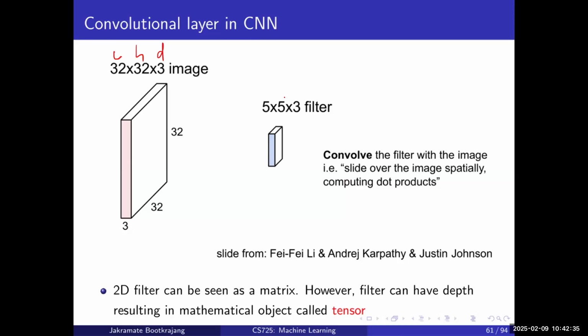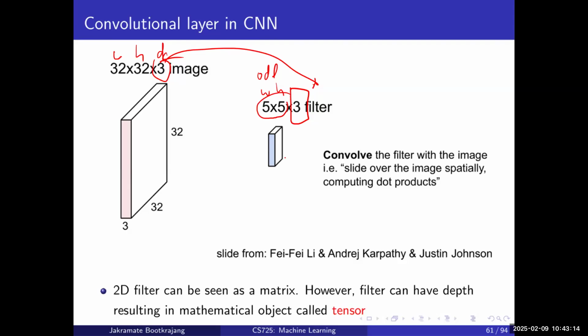And for the filter, we have to keep the depth the same as the image, but for the width and the height, you can pick any number. And typically, we will choose the width and height to be an odd number. The reason that we pick an odd number is because we can look at the center. There will be the center of the edge, and it's easier to understand.